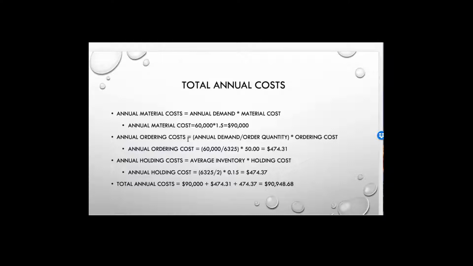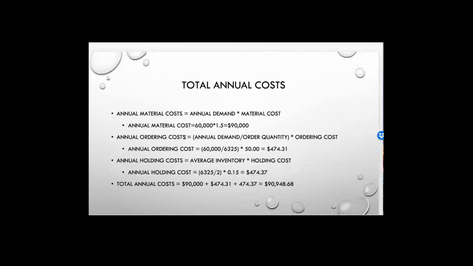So our annual ordering cost is basically we take our demand and divide it by the order quantity. That tells us how many times we place an order. In this example, we order 60,000 per year divided by our EOQ. We're going to assume a constant set order amount throughout the year. So 60,000 divided by 6,325 gives me, I'm going to guess, around 9.